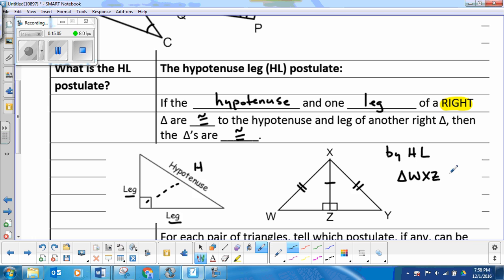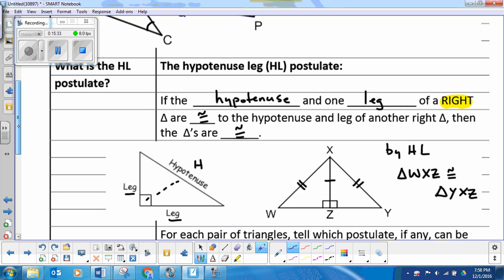WXZ congruent to, let's make sure we know the path we took. From W, we crossed 2 marks, hit X, cross 1 mark, hit the right angle at Z. So we'll do the same thing over here. We'll go from Y, cross 2 marks, hit X, cross 1 mark, hit the right angle at Z. Okay, so that's our congruency.